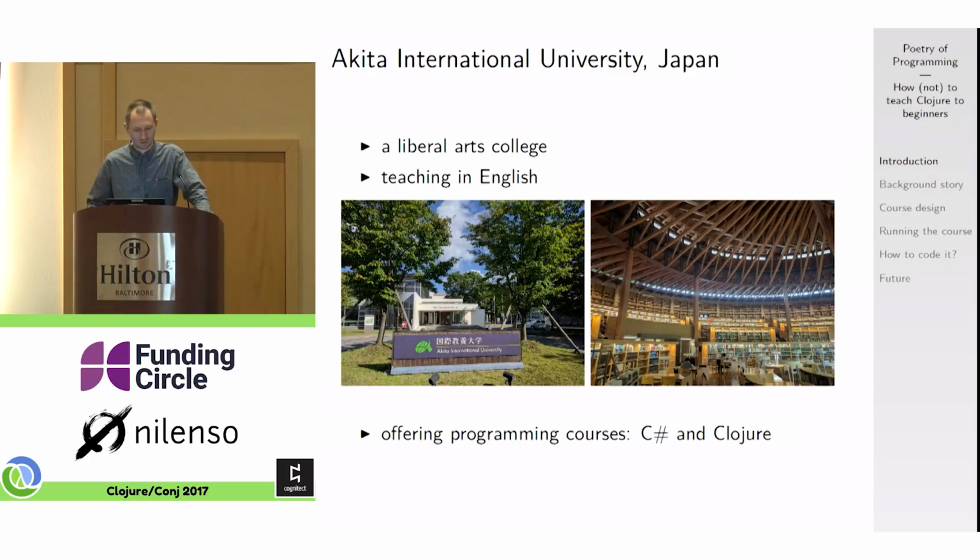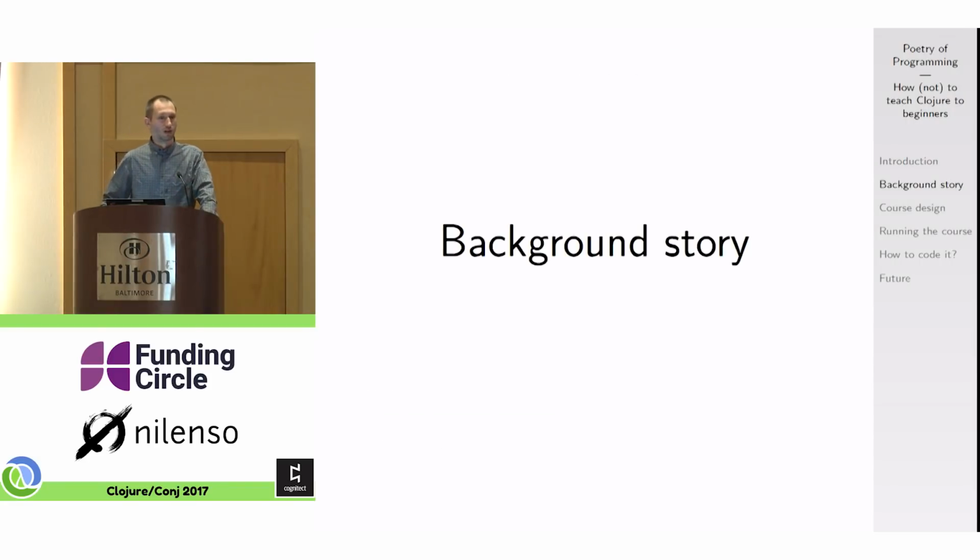It's Akita International University. It's a very small liberal arts college in northern Japan, but with the specialty that all courses are taught in English. This will be quite crucial for what I'm saying. And we also offer programming courses, C# and Clojure. And you might ask, how come?